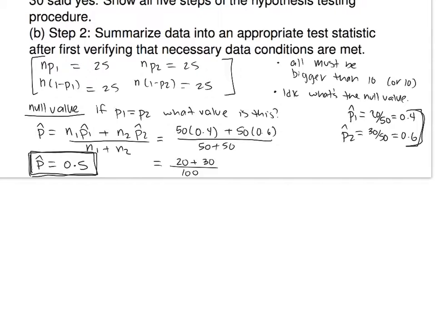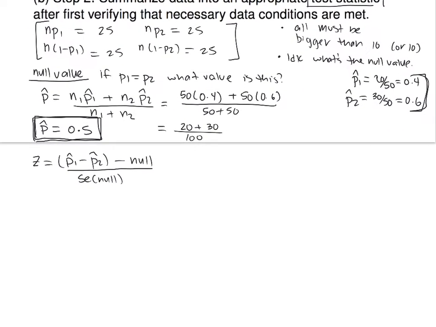Okay, so we found the p-hat. Now we have to find the test statistic. And the test statistic, that's that whole z-value thing. So the z-value is p1 hat minus p2 hat minus your null value divided by your standard error of your null value. Does that ring a bell? Do you see how that's kind of the same as last time? Except for last time we just had one p, right?